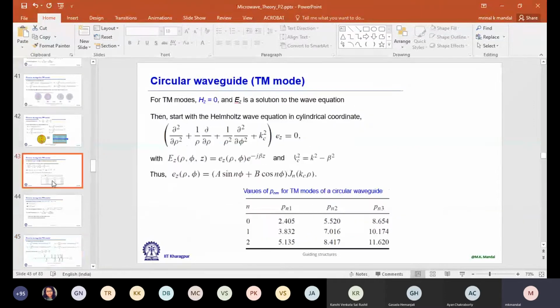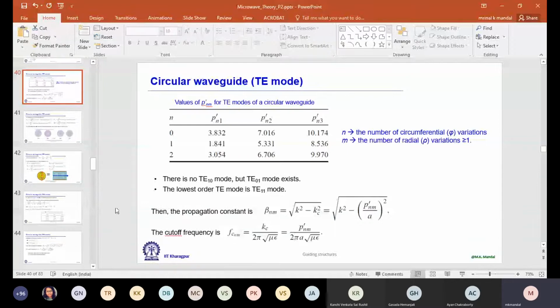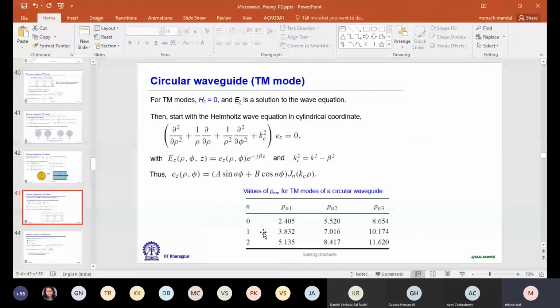Now, what are the cutoff frequencies? Again, we have a chart, but in this case, it is p nm. The expression for cutoff frequency f_c nm is given by the value of p nm divided by twice pi a square root of mu epsilon. In this case it is p nm, and if I compare it with the previous case, it is p dash nm, the derivative.